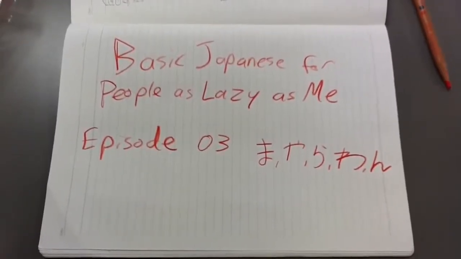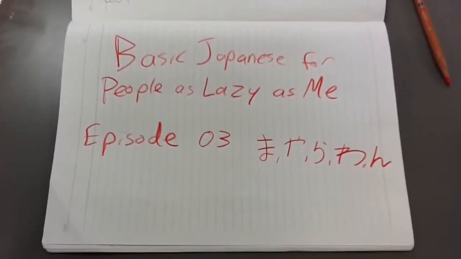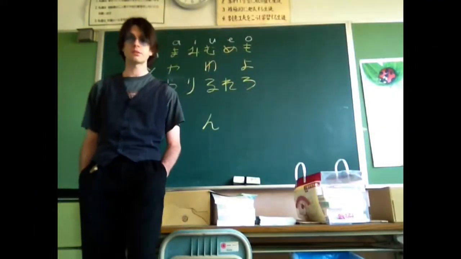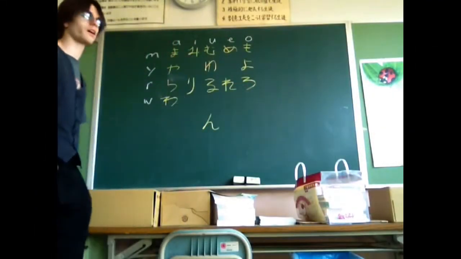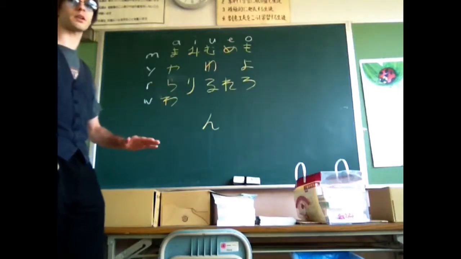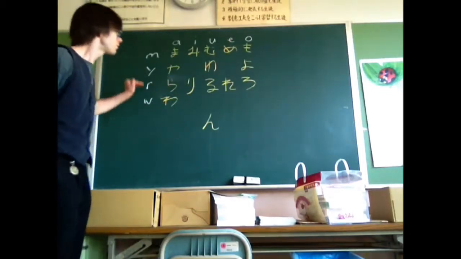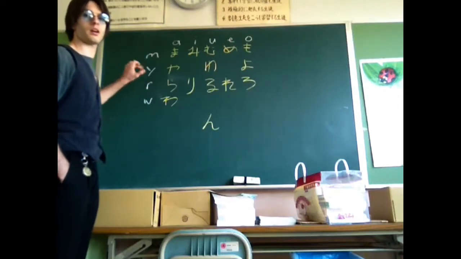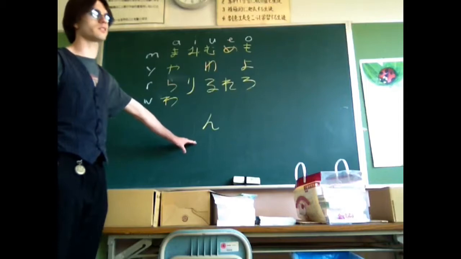This is episode 3. We got the ma, ya, la, wa, and n rows. Here we go. Alright, so let's get back down to work on the last of these things. We've done those previous 6, so we're going to do the last 4 rows, only 2 of which are actually full rows. And then the last nasalized consonant today.